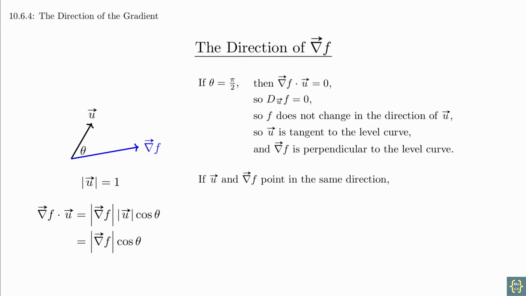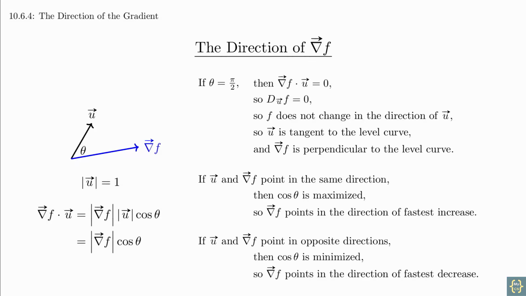Now let's suppose that u and the gradient point in the same direction. Then theta is equal to 0, and the cosine function is at its maximal value. And this means that the dot product is at its maximal value, so the directional derivative is at its maximal value. Another way of saying this is that when u is parallel to the gradient, the directional derivative is as large as possible. This means that the gradient is pointing in the direction that gives us the steepest positive slope. If u and the gradient are pointing in opposite directions, then the dot product is at its smallest value, and this means that the direction opposite the gradient is the direction of steepest descent.